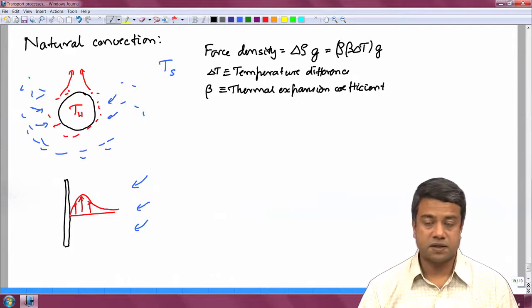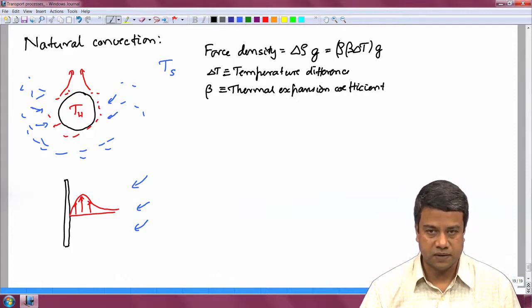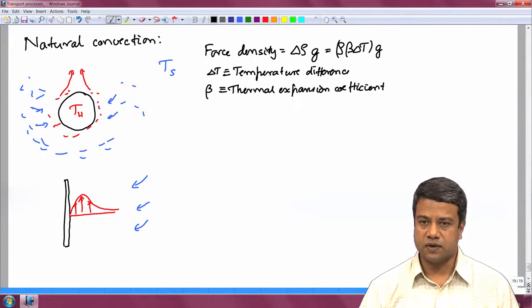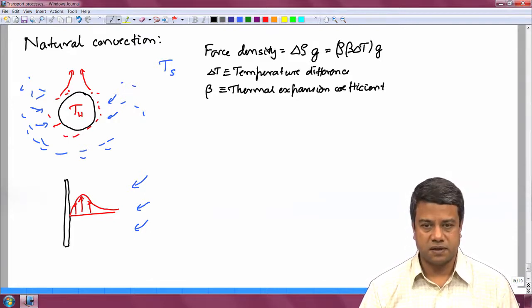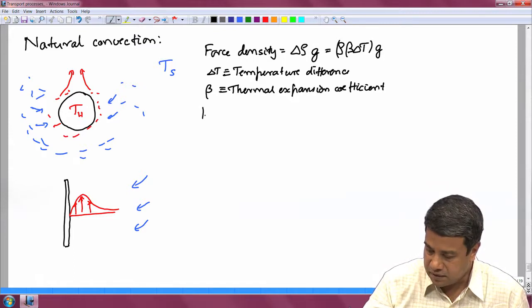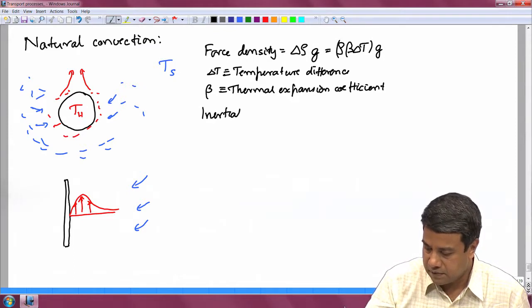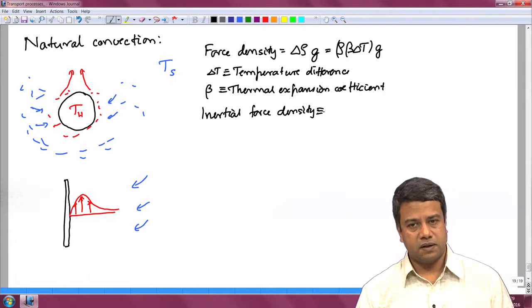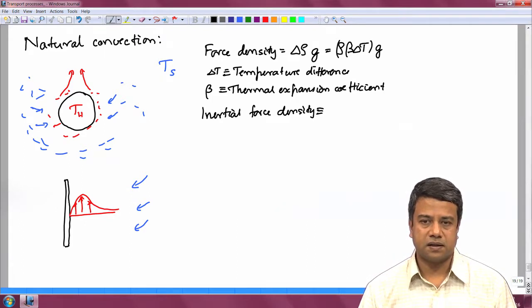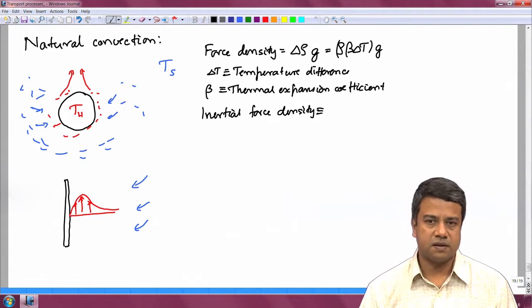And this has of course to be balanced by the inertial force density if we assume that fluid inertia is large compared to fluid viscosity for these kinds of problems. Now, what is the inertial force density? The kinetic energy density can be written as half rho v square, where rho is the density and v is the velocity. It is kinetic energy per unit volume.